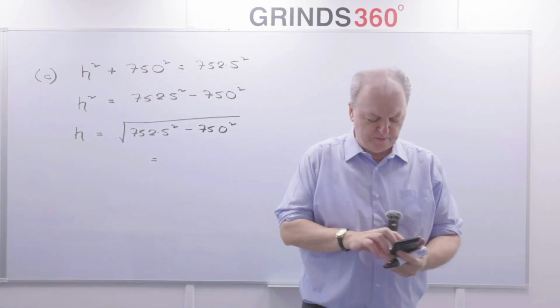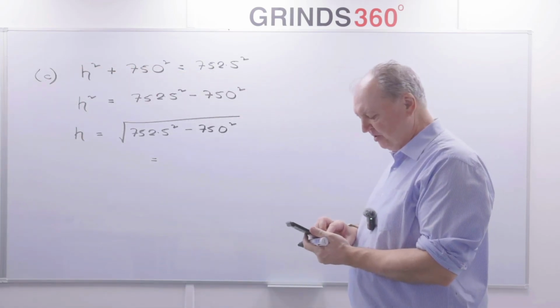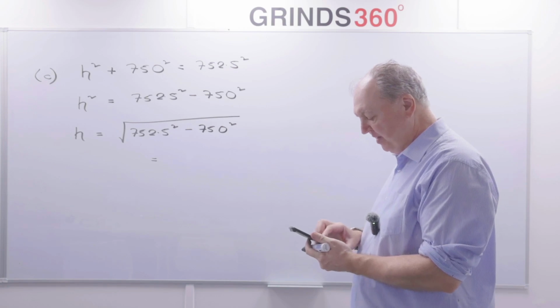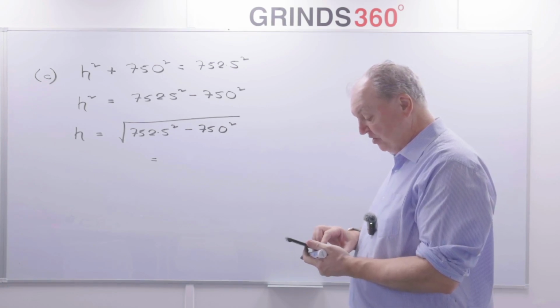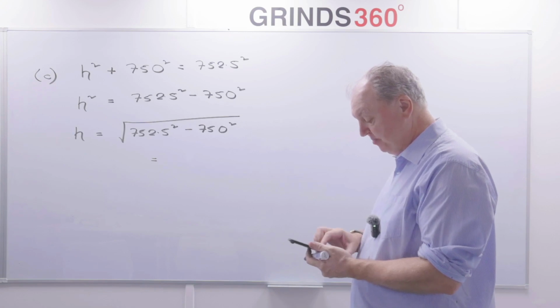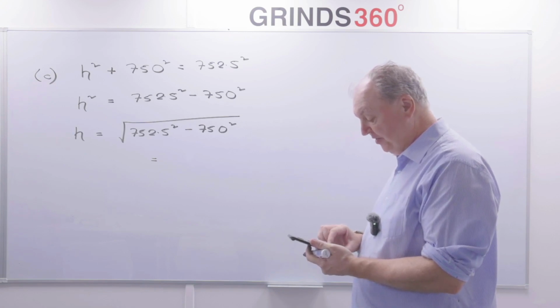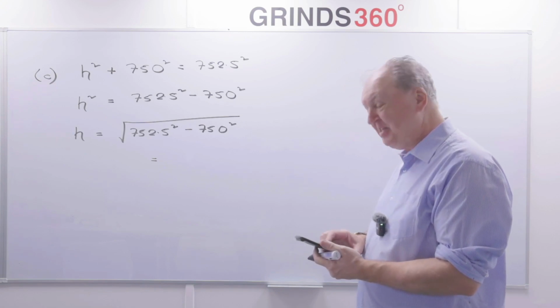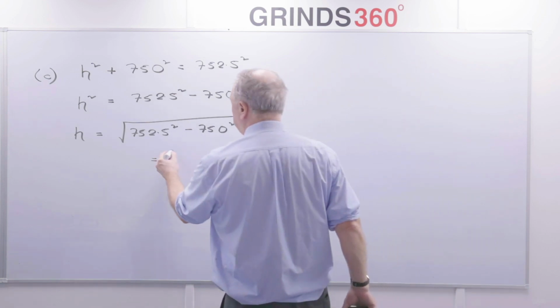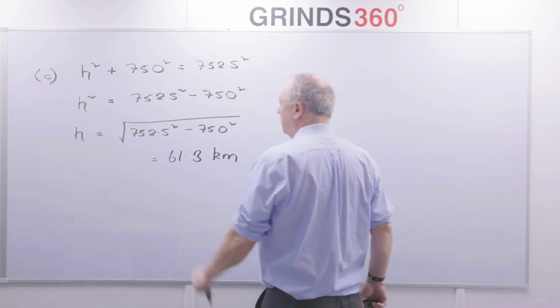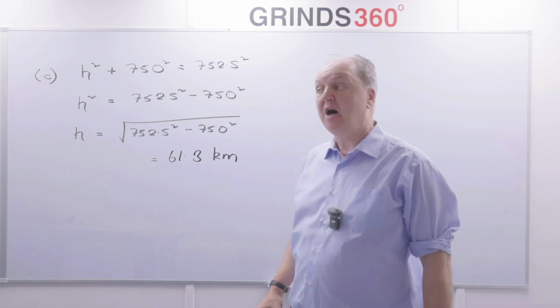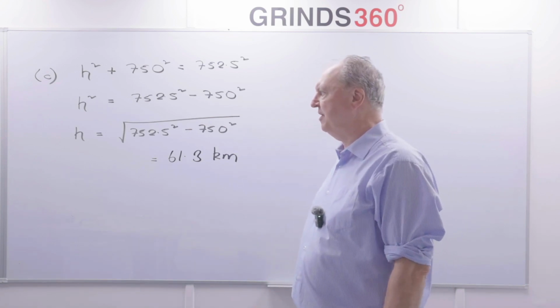So I'm going to put that into my calculator. So I've got the square root of 752.5 squared minus 750 squared. That's equal to 61.3 kilometers. So that's the height of the ionosphere in this particular question.